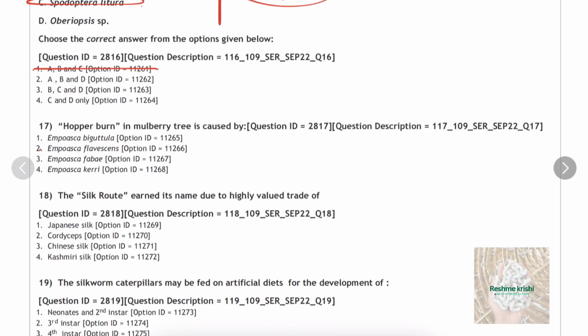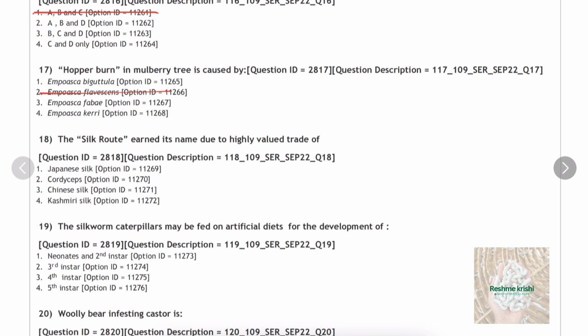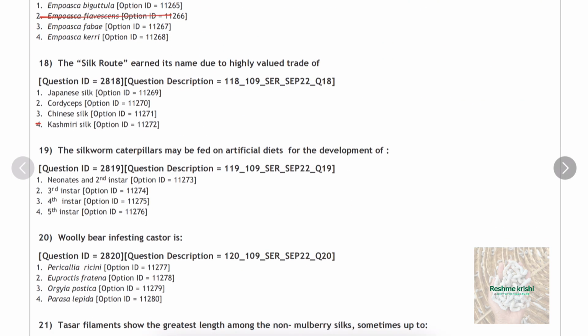Okay, Upper Bun is a straight, direct question, flavensis. Okay, the silk route got its name due to the high value trade. We all know why it is. Kashmir silk, right? You need to say Kashmir silk, how can it be possible? Chinese silk.